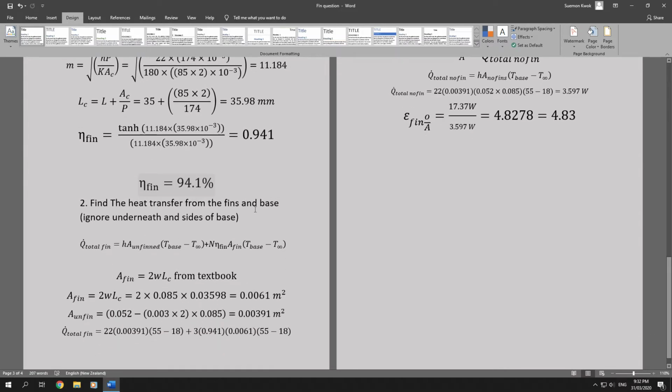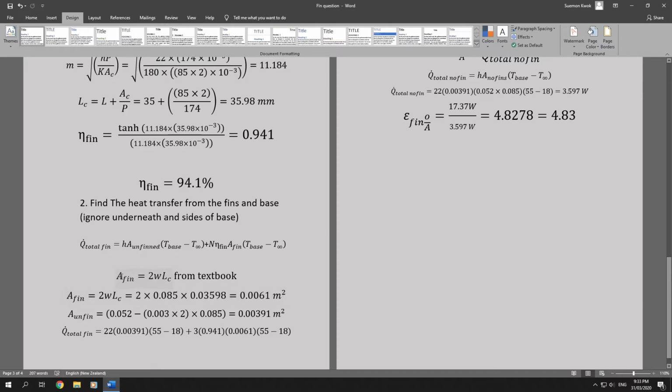Find the heat transfer from the fins and the base, ignoring underneath and the sides. So you got this formula, Q dot total fin is equal to h times area of unfin times base temperature minus surrounding temperature, plus the number of fins times the efficiency of the fin, which you found earlier, times the area of the fin times base temperature minus surrounding temperature.